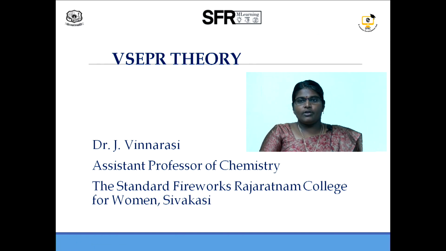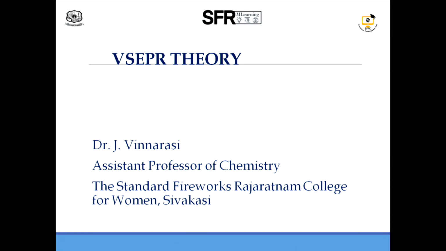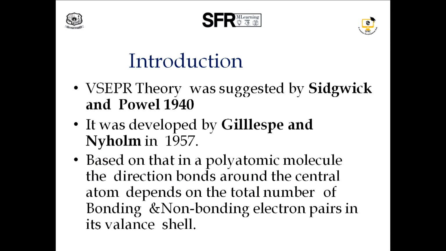Today, we are going to see about the topic VSEPR theory, that is valence shell electron pair repulsion theory. The theory was initially suggested by Sidgwick and Powell in the year 1940. Later, it was developed by Gillespie and Nyholm in the year 1957. Initially, Sidgwick extended the theory of Lewis.